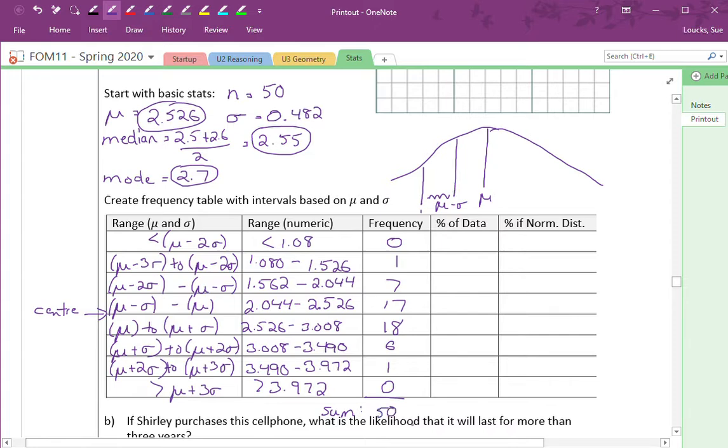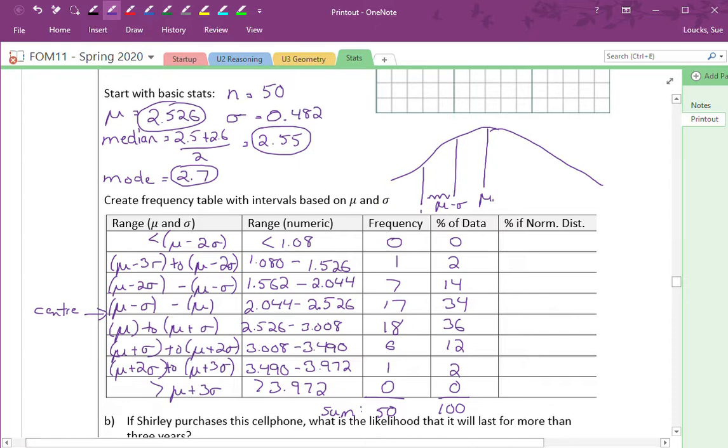And then what percent of the data is each of those? Conveniently, since we have 50 data points, we just need to double it to get a percentage out of 100. So this is 0, 2, 14, 34, 36, 12, 2, and 0, and that should and does add up to 100. And then we're going to do the percentage.